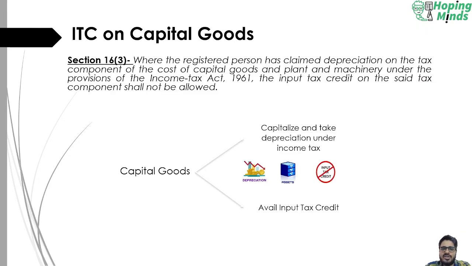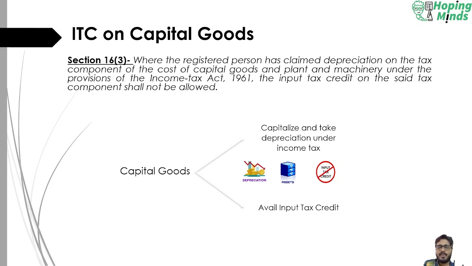ITC on capital goods. Section 16 subsection 3 deals with the input tax credit on capital goods. So where the registered person has claimed depreciation on the tax component of the capital goods and plant and machinery under the provisions of the Income Tax Act 1961, the input tax credit on the said tax component shall not be allowed. So let us understand this with an example.